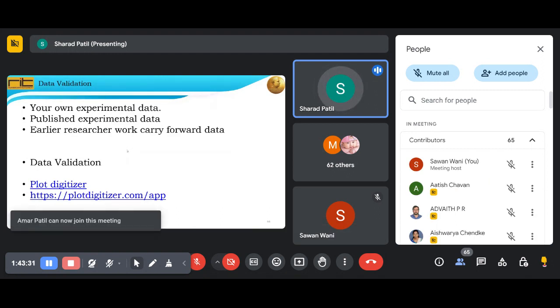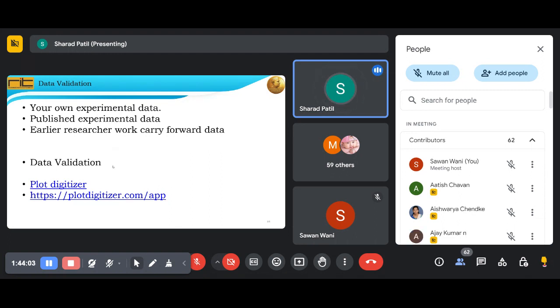Now, the most important thing in research design is data validation. You can validate your data with your own experimental data which you have conducted, with experimental data published earlier, or with the earlier researchers whose work you have carried forward. Data validation is very important. From the published work you need to capture the data and compare it. Once you capture the data, you get the xy coordinates of that plot, and then you can compare the plots.